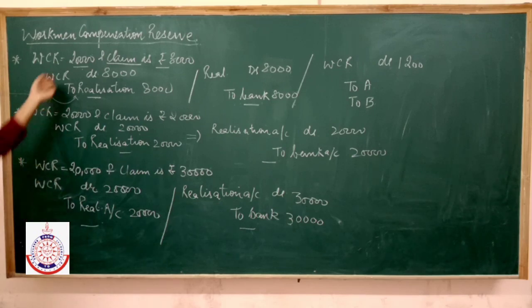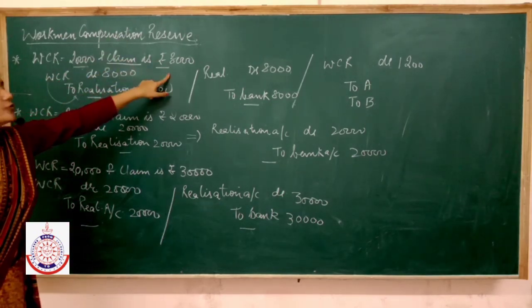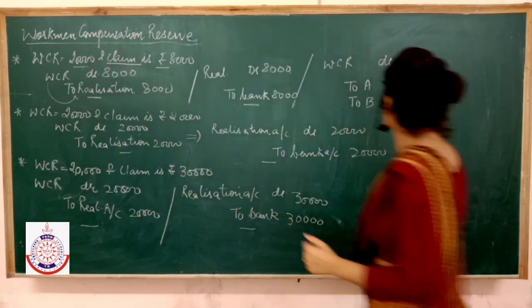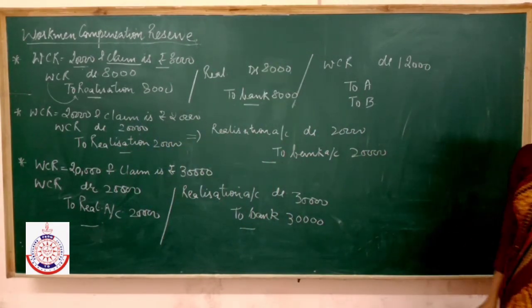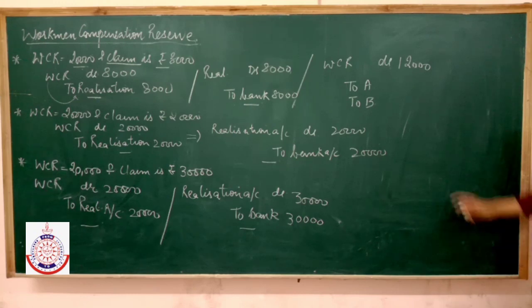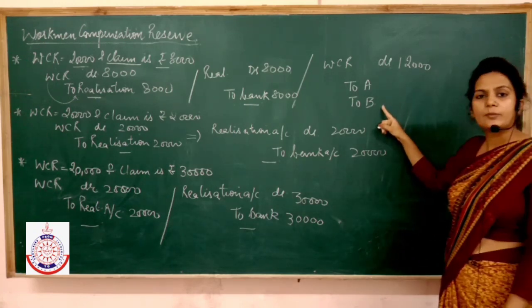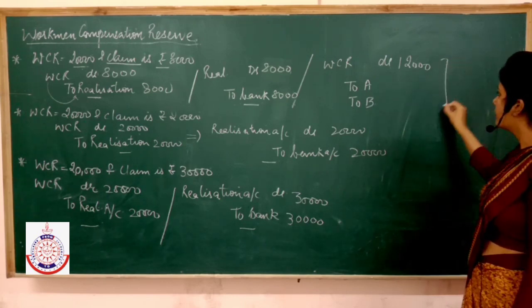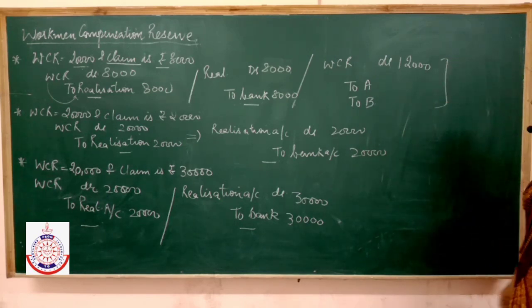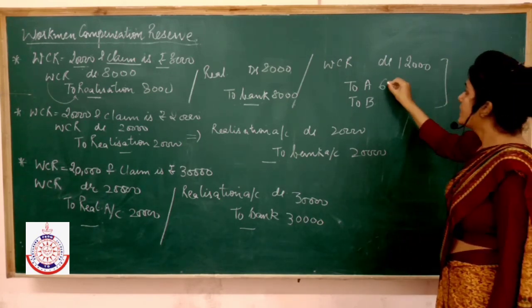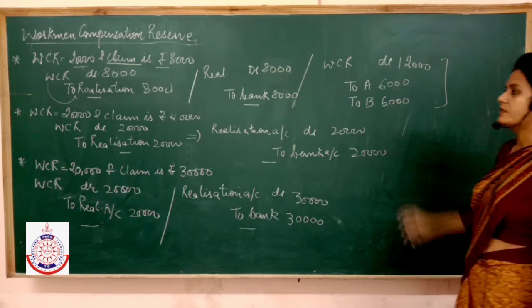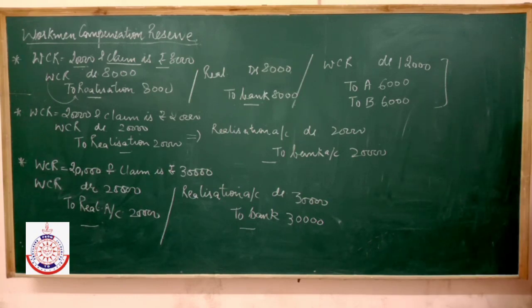Now you can see out of 20,000, 8,000 we have given to our workers. So how much is left for the partners? It is only rupees 12,000. So this 12,000 will be distributed among the partners or between the partners as the case may be in their old ratio. I'm assuming that old ratio is equal. So I have distributed the reserve equally between A and B. This is the first case.